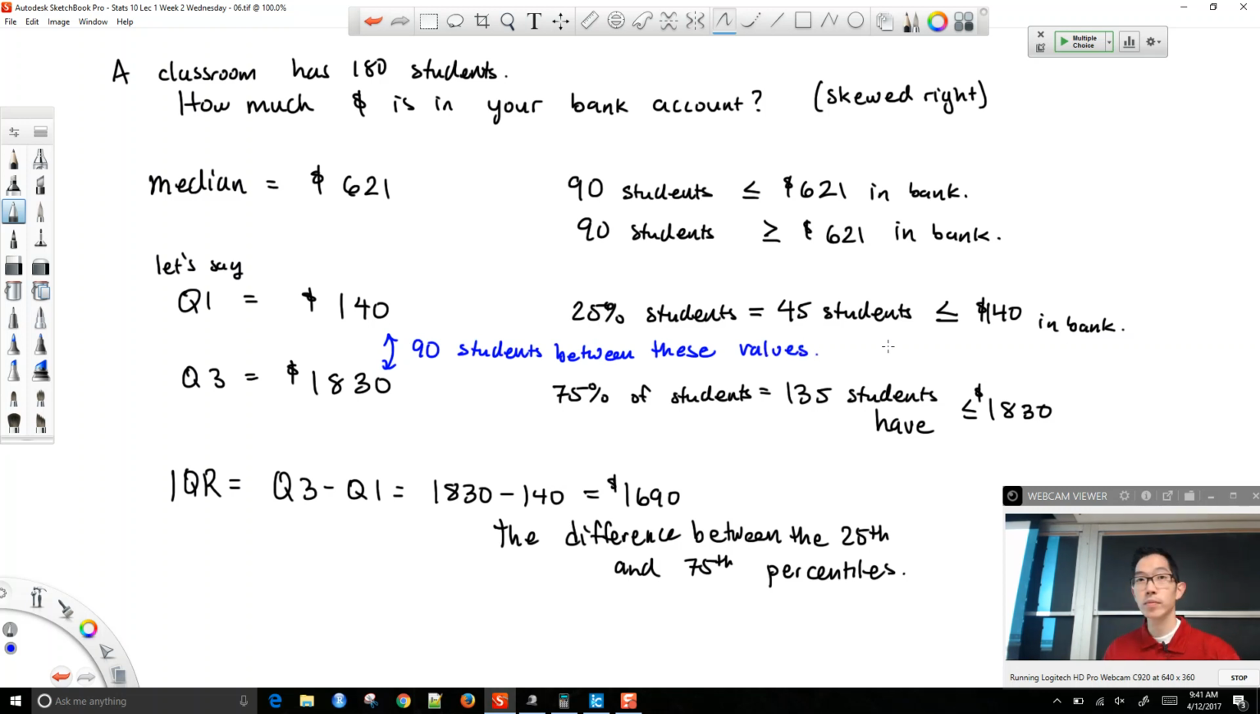Okay. And so if we have 180 students in the class, then that means half of the students have amounts between Q1 and Q3. So Q1 and Q3 also define where the middle 50% of students are, okay?